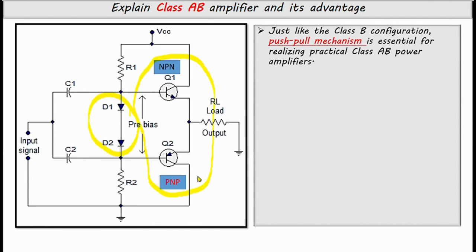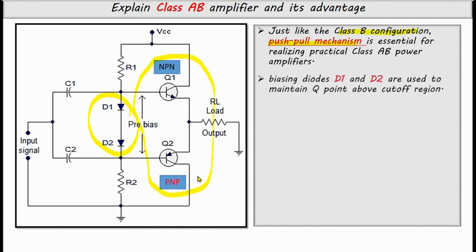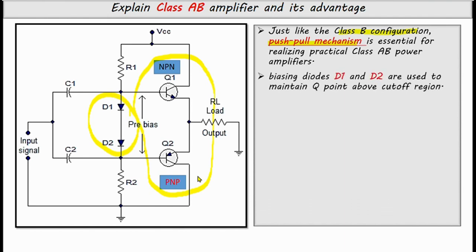Just like the class B configuration, we use a push-pull mechanism here, because by using only one transistor we cannot get full output, so we have to use at least two BJTs. The main difference is the biasing. The diodes D1 and D2 are used to maintain the Q point above the cutoff region. You can see that the cutoff voltage of each diode is 0.7, so there is a difference of 1.4 volt.